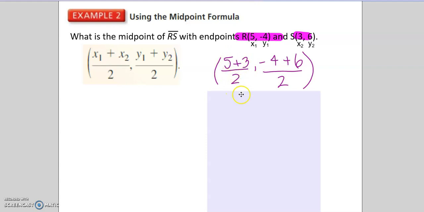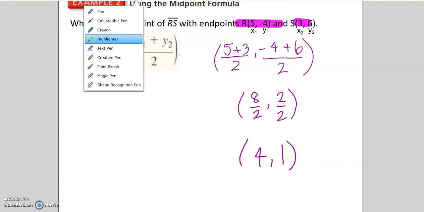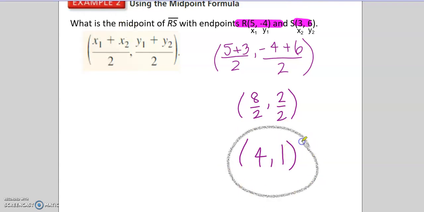Put that right into the formula. Average of my x's, comma, the average of my y's. I add my y1, negative 4, and I add to my 6, the y2. And now we're just simplifying this, right? 5 plus 3 gives me 8. Negative 4 plus 6 gives me 2. 8 divided by 2 gives me 4. 2 divided by 2 gives me 1. Here is my midpoint. Okay?